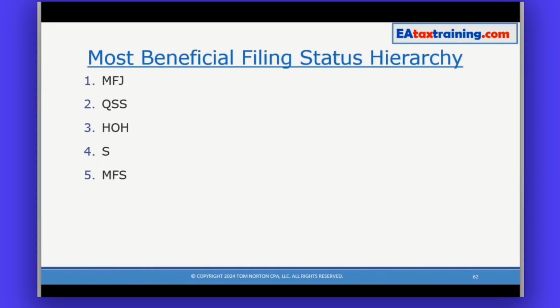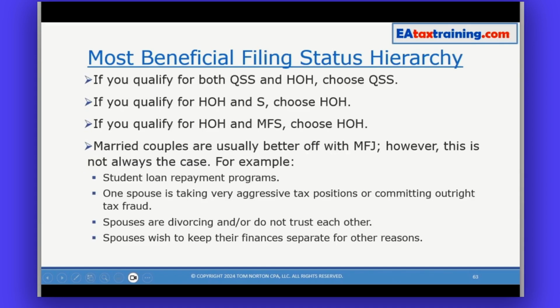So looking at all of the different filing statuses, all 5 of them, they are in order as most beneficial to least beneficial from a tax standpoint. Married filing joint and qualified surviving spouse are really essentially the same, then head of household, then single, then married filing separately. So you kind of want to know this order because sometimes a taxpayer is going to come in, they're going to qualify for more than one, and you're going to want to know what to advise them.